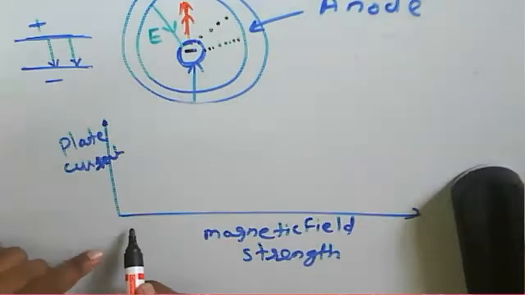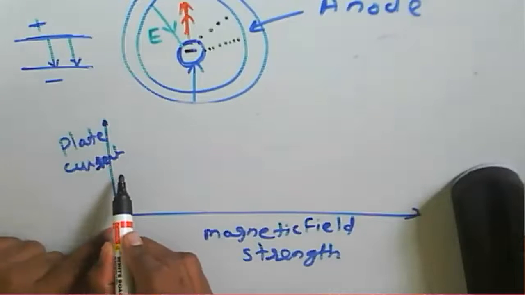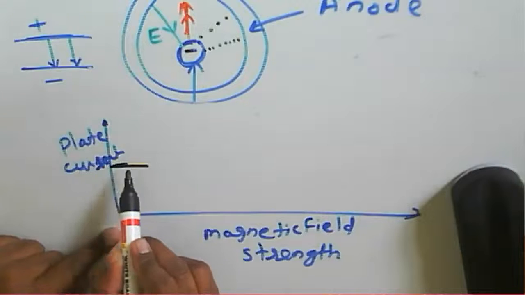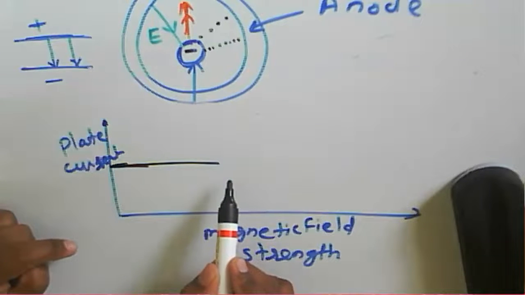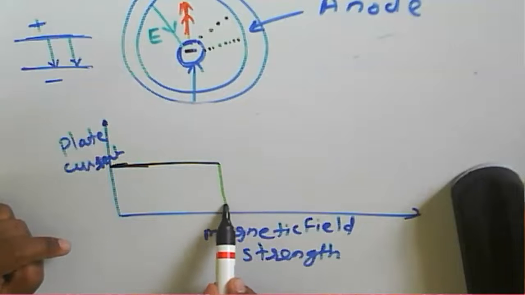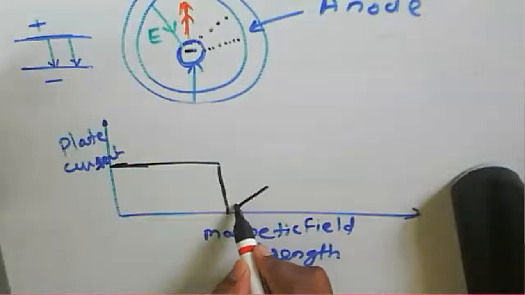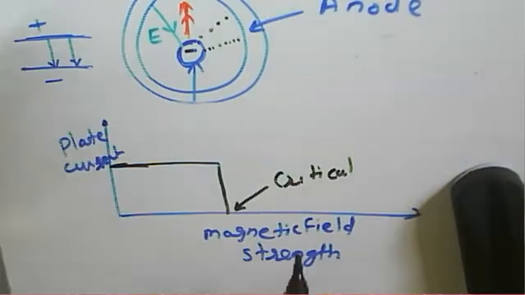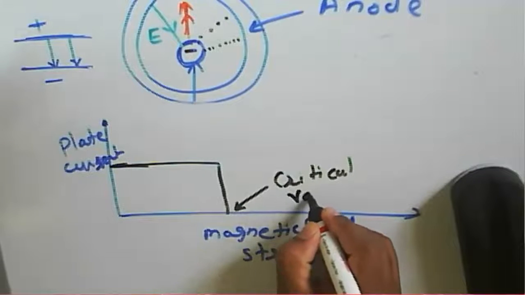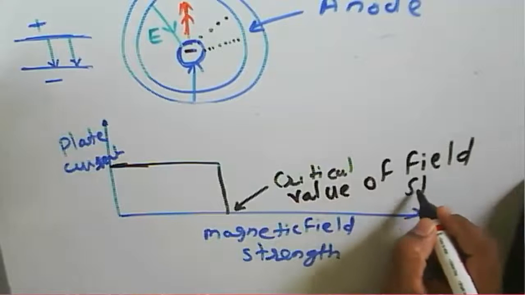Generally, when we increase the magnetic field, the plate current increases. Initially we have the highest plate current here, and then at some particular critical value of the magnetic field strength, the plate current decreases, or it will be zero there. That value of the magnetic field strength is called the critical value of the field strength.